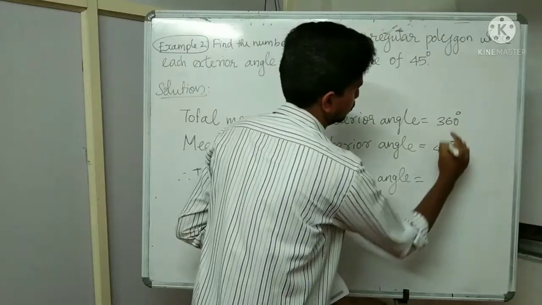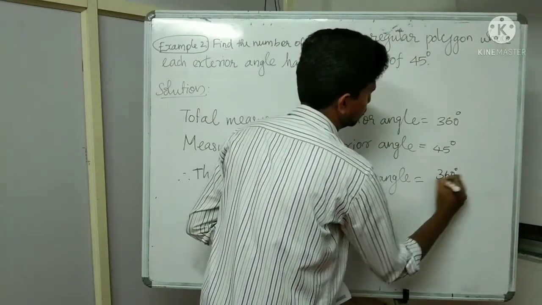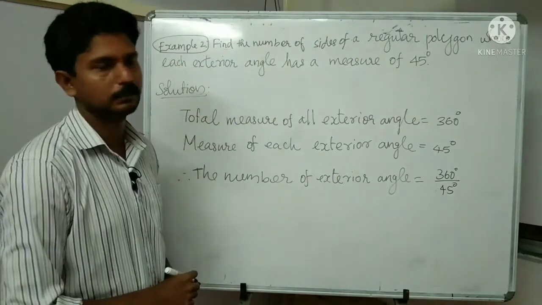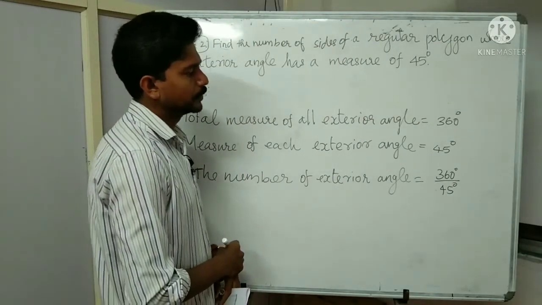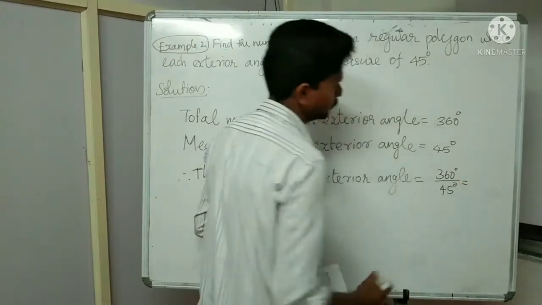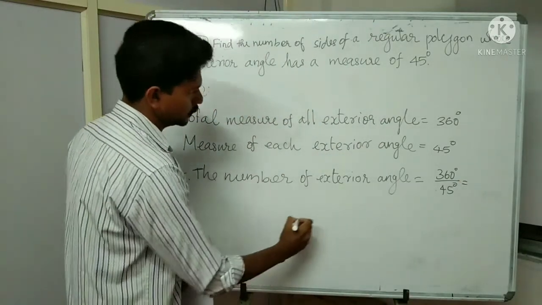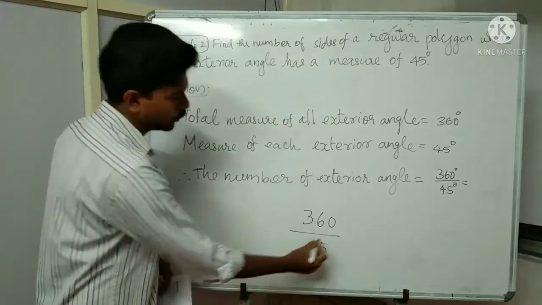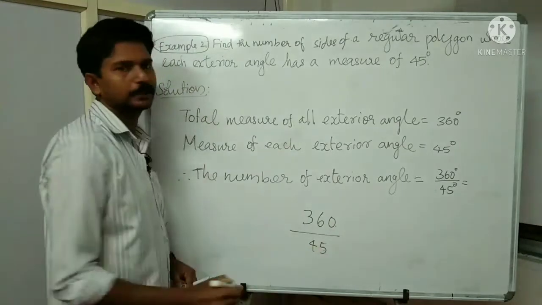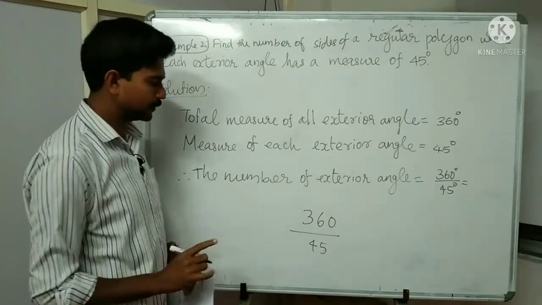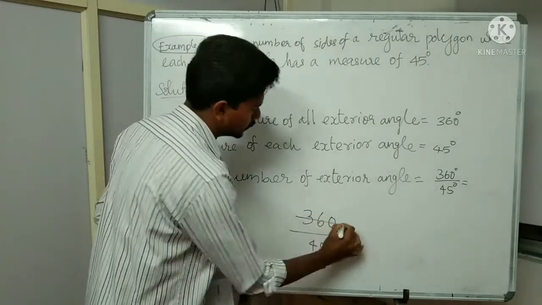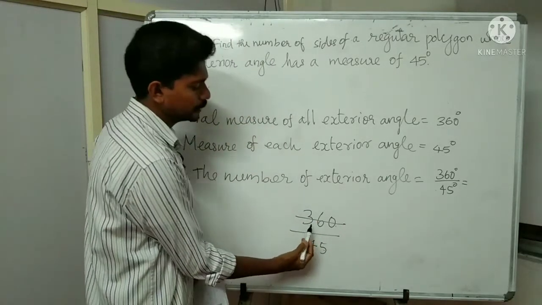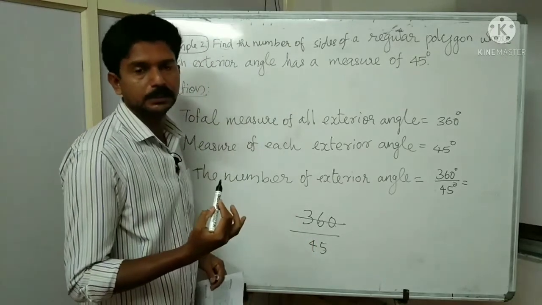So we can do 360 divided by 45. Both numbers end with 0 or 5, so these two numbers are divisible by 5. Let us divide this 360. For that we can strike out the 360 and take the first number. Can 3 be divided by 5?